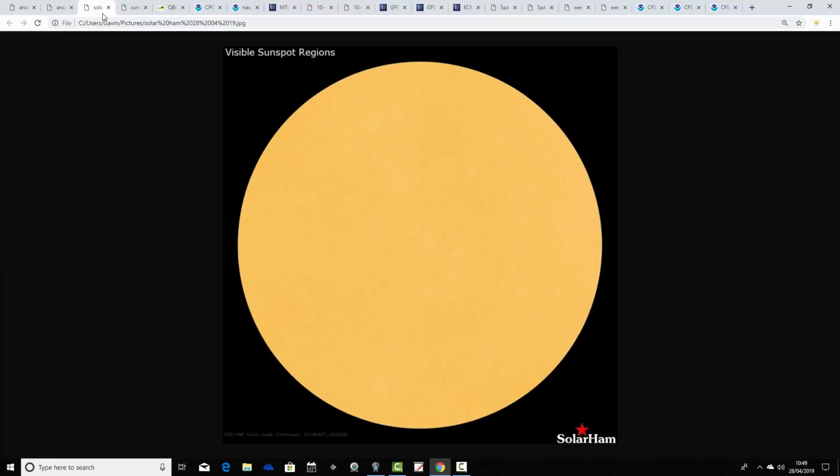This is how the solar disk is looking on our side of this today from Soham.net. Completely spotless. It's been spotless for 6 days. Soham are reporting that solar activity, consequently, is at very low levels and is forecast to remain at very low levels for the next 3 days.